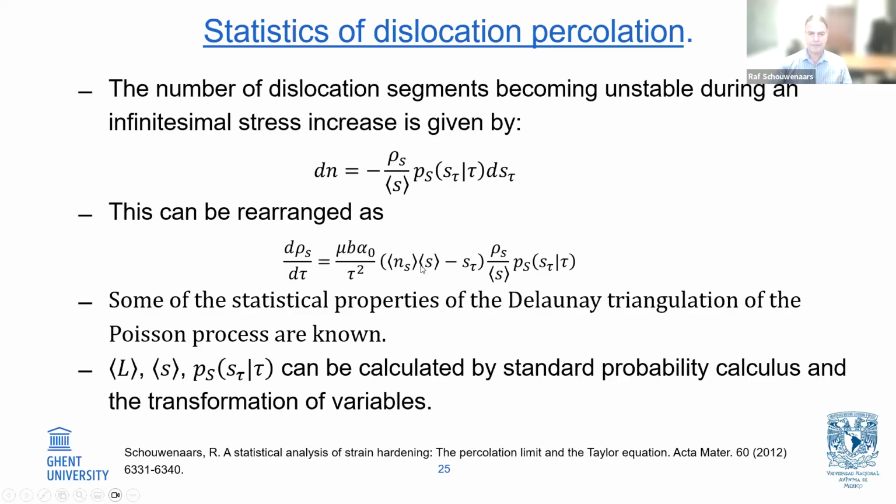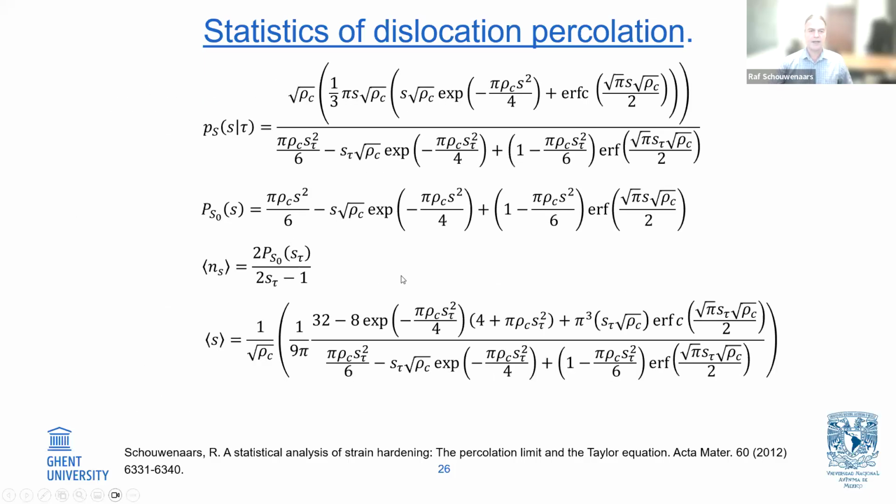We find the average number of segments emitted in a single event, the average length of these segments, minus one of the segments which disappears. This term is not unimportant. Without this term, everything would be much more easy to calculate, but we cannot neglect it, and then the rest of the formula. So I say here, with standard probability calculus and transformation of random variables, you can calculate these unknown quantities. And we find these simple formulas.